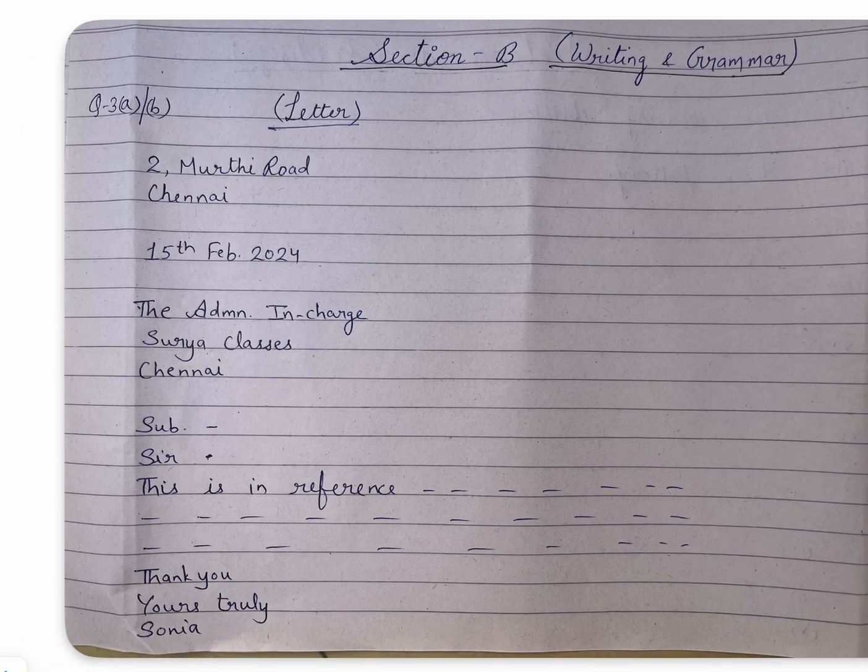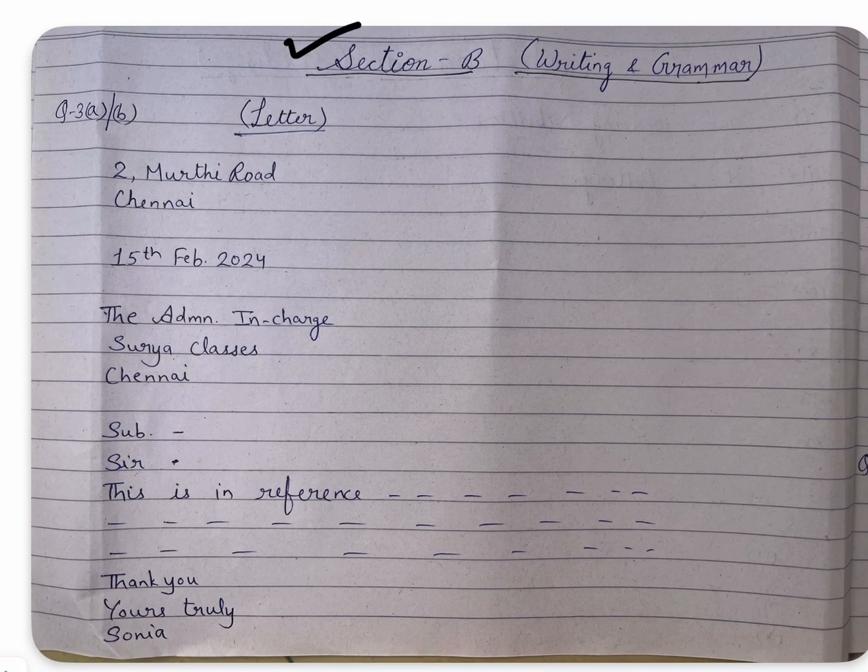Then your question number 3 will be from Section B. First you mention Section B, writing and grammar. Now it is question number 3. Do mention which letter you are writing, A or B. If you are writing A, then write A. If you are writing B, then write B. And no need to write down the question. Just identify the content you are to write. It will save your time also. But don't forget to mention which letter you are writing, A or B.